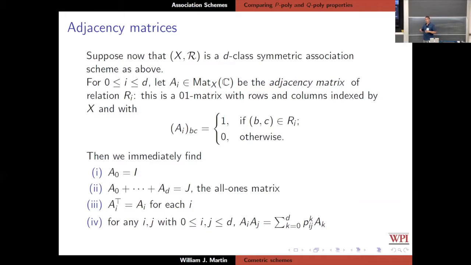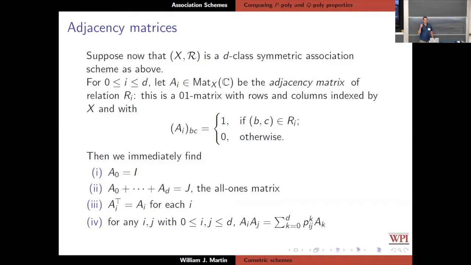We had the convention that the R_i's partition X cross X, so every ordered pair shows up in exactly one relation. Therefore the sum of their adjacency matrices is the all ones matrix, which I use capital J for. Assume for today and tomorrow that the relations are symmetric binary relations. If a is i related to b, then b is i related to a, which means that the matrices will be symmetric matrices.